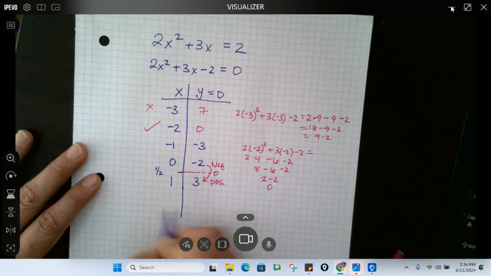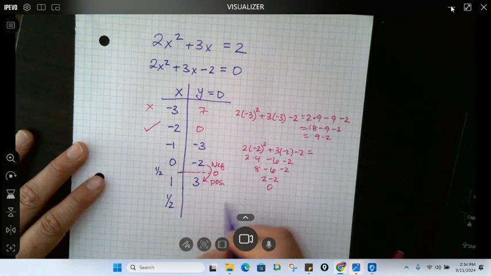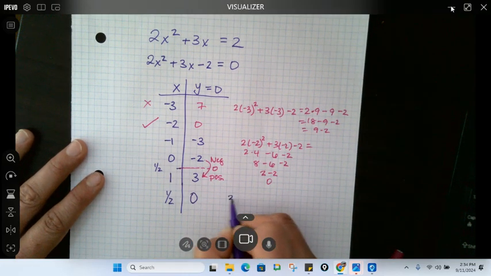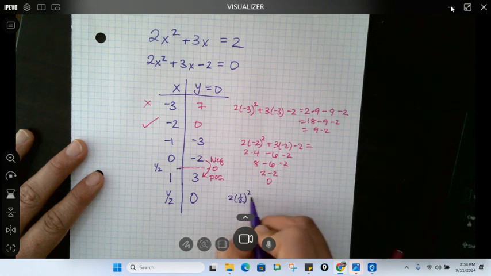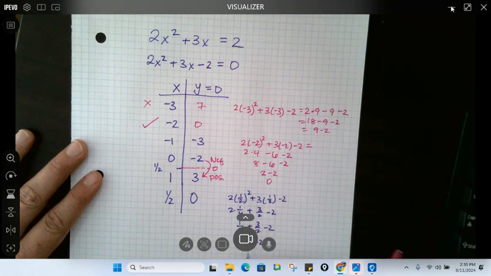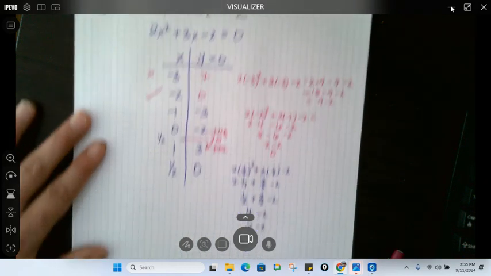So if I plug in a 1/2 right here, I should get a 0. I do get a 0. You can double check me: 2 times 1/2 squared plus 3 times 1/2 minus 2. I would square this, plus this would be 3/2 minus 2. 2 times 1/4 is 1/2, plus 3/2 minus 2. 1/2 plus 3/2 gets me 4/2. 4/2 is really 2. 2 minus 2 is 0.